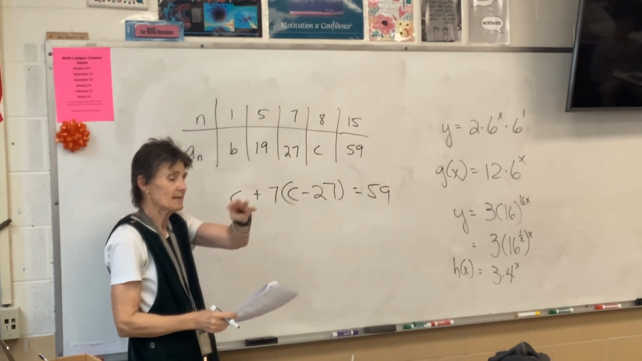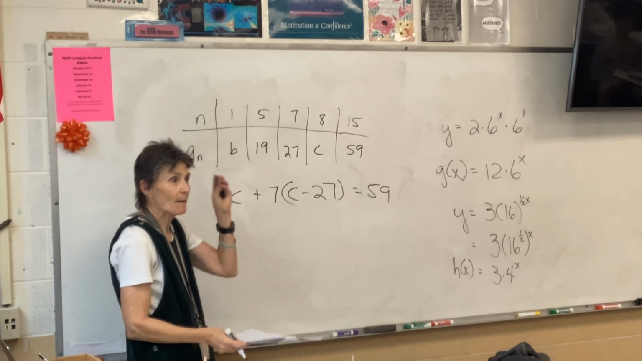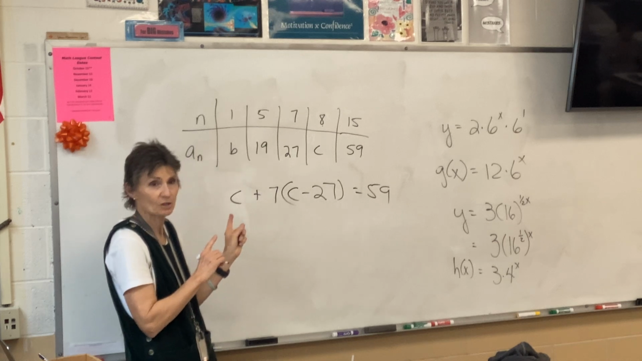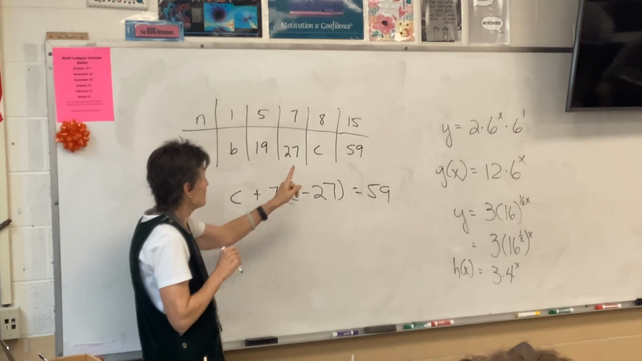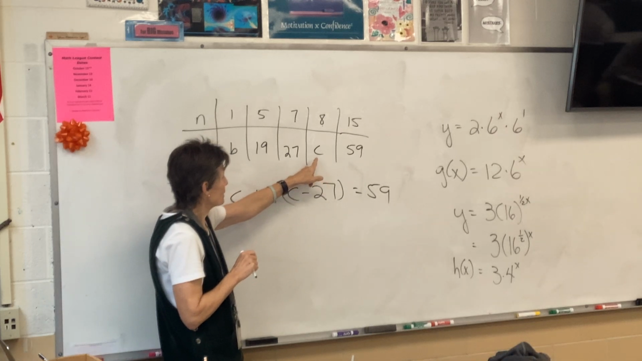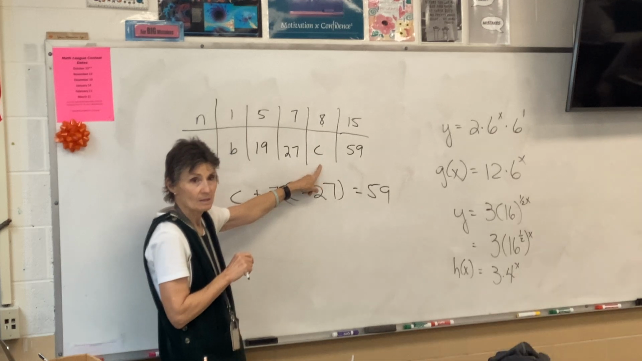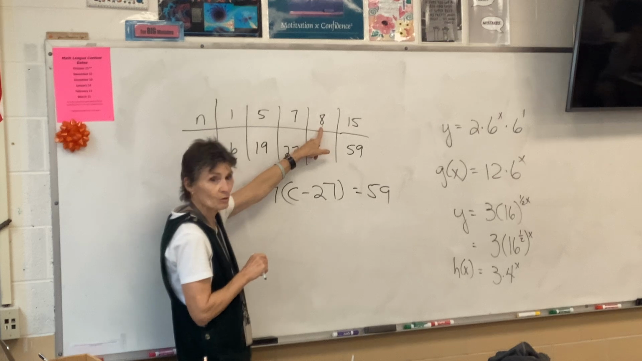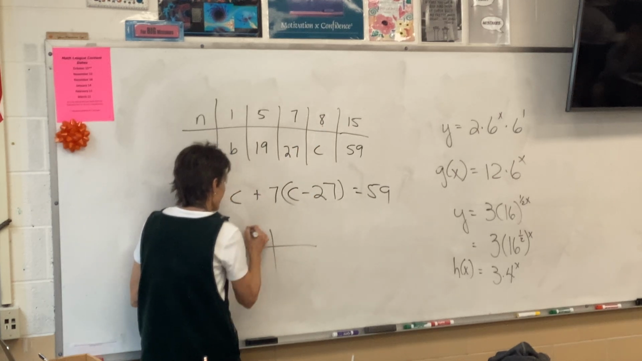Now wait, before you say anything, does his logic make sense to you? That may or may not be the way you are thinking about it, but is that logical? This logic does not make sense to me. I'm confused. Why is c minus 27 the common difference? Because I have to get from here to here, from the 7th term to the 8th term.